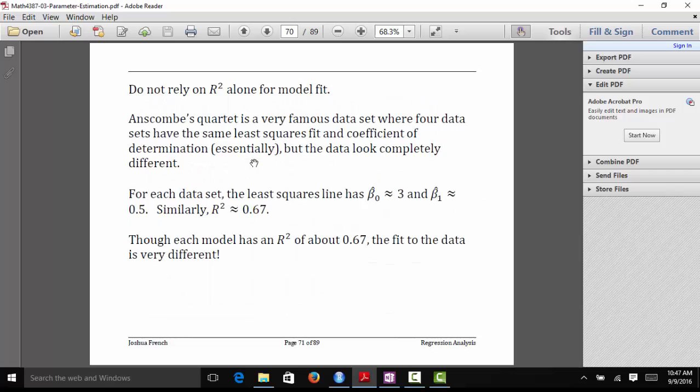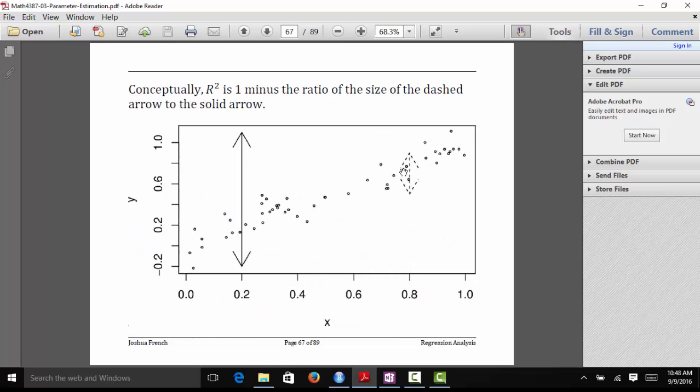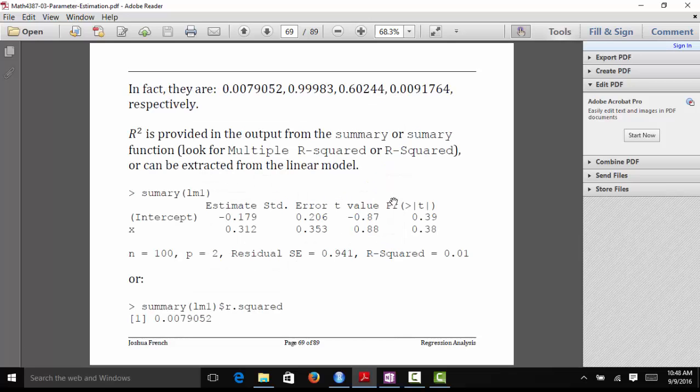So I'm going to go back to a plot we saw earlier. When this arrow is smaller, relatively speaking, that means that sigma hat is smaller. And if sigma hat is smaller, that means that more variation in our responses has been explained by our regressors. So in general, we want sigma hat to be smaller, relatively speaking.